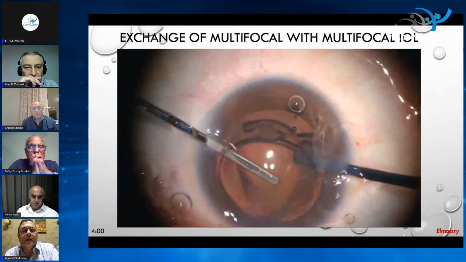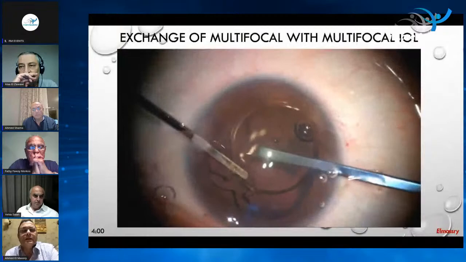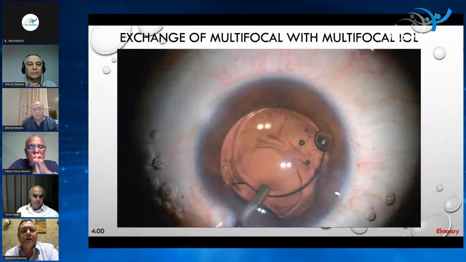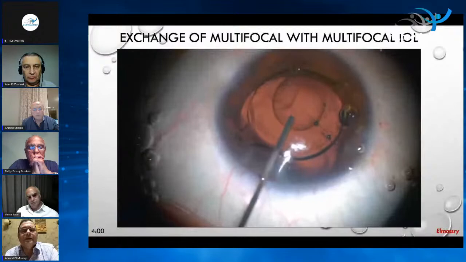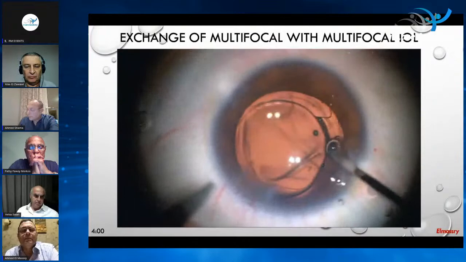And honestly, I found difficulty in cutting this lens. It is very malleable, smooth, and this Mickey Mouse or open haptics design needs a little bit more manipulation in cutting or in removal of the lens.